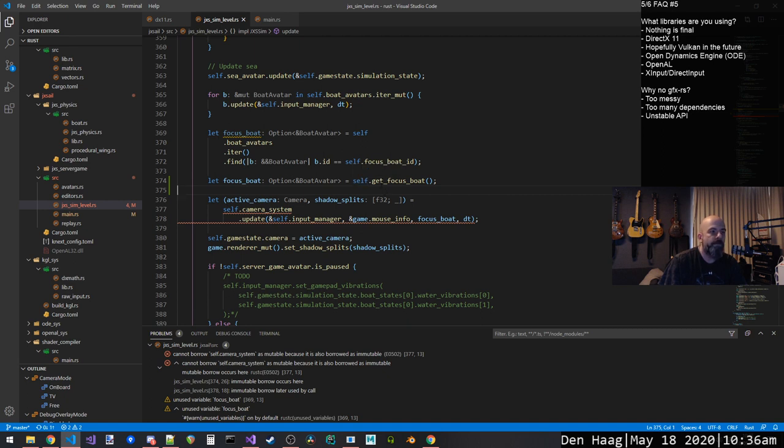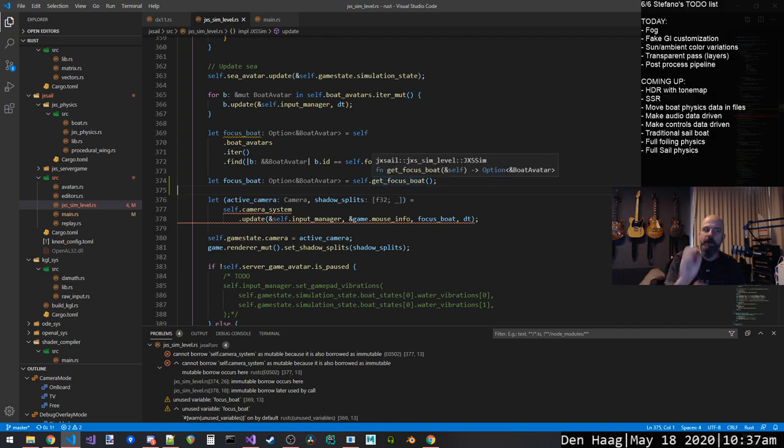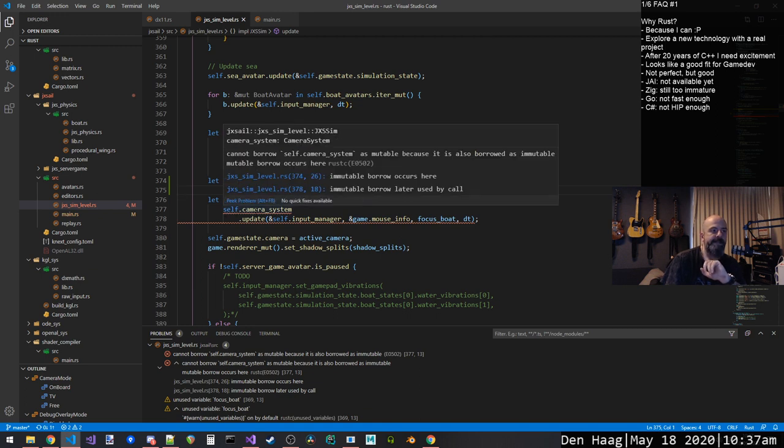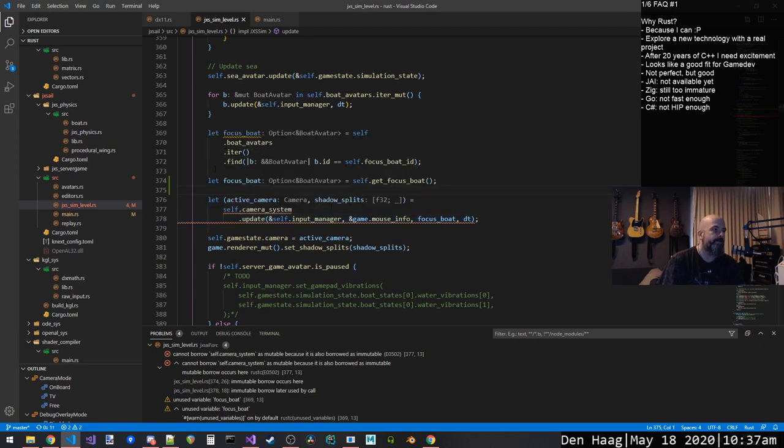So I think that the borrow checker is thinking that this focus boat is related to self. It doesn't really go inside and understand which part of self you're really referencing. So it's saying, I don't know which part of self you're referencing, I know you're returning a reference, so it must be something in self. It thinks that I'm borrowing the entire self as a reference, right? So when I get here, because I'm trying now to borrow another part of self as mutable, it goes like, no, you can't do that, right?